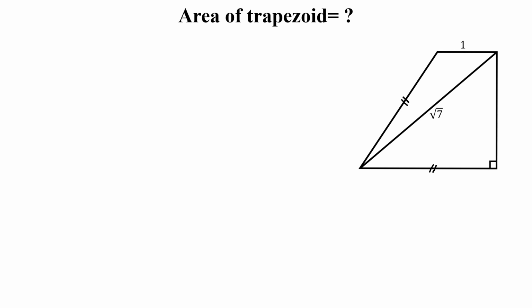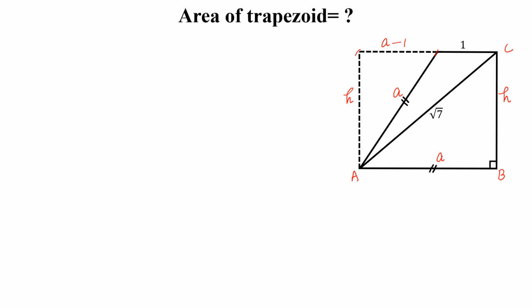The question is, what is the area of this trapezoid? How can we solve this? Let this length be A, then this length will also be A. Now if we extend these two sides, then this length will be A minus 1 from here to here. This is H, the height of this trapezoid. Now this is A, this is B, and this is C.